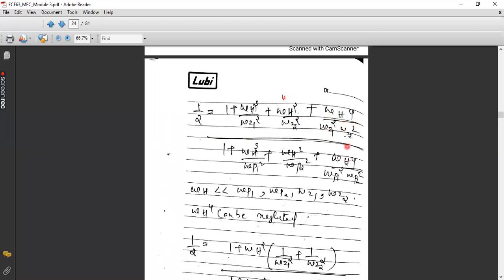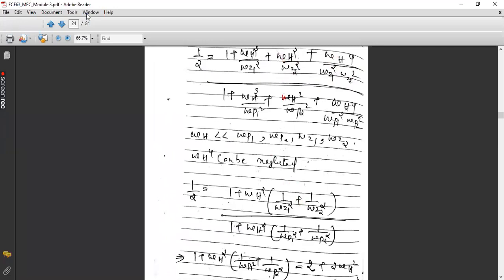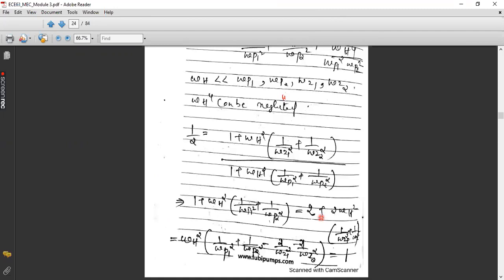So the fourth term you will neglect from the numerator and denominator, and thereafter you can take omega h square common from the second term and third term and then rewrite. I hope you are writing. Without writing, you won't be able to study this, please. So take omega h square common from the second term and third term and discard the last term of numerator and denominator. Then after that, you can cross multiply these two fractions, left side and right side.